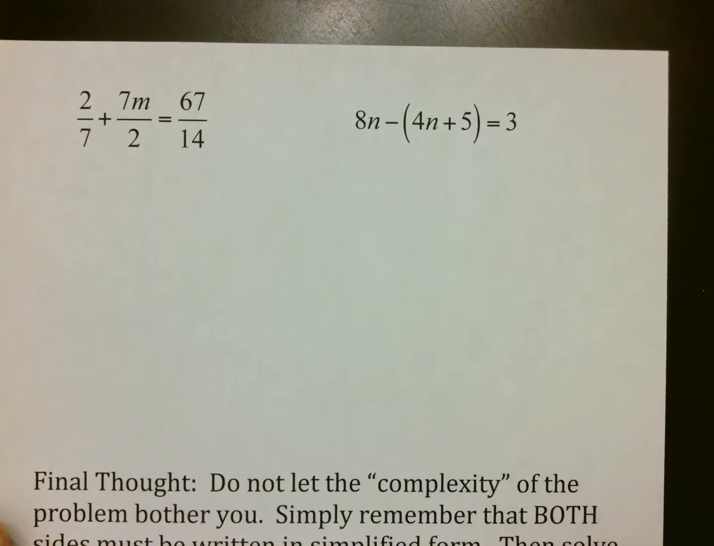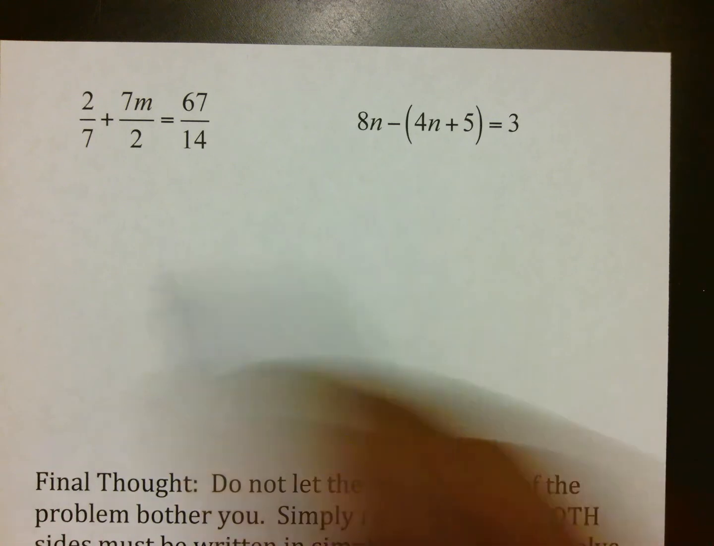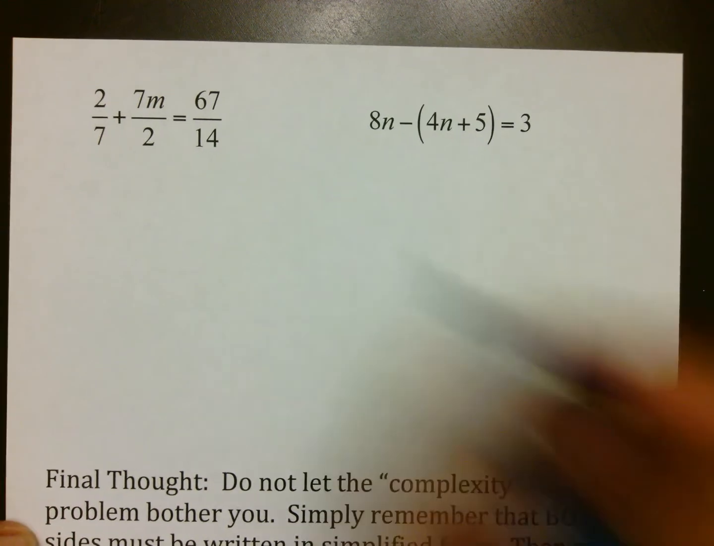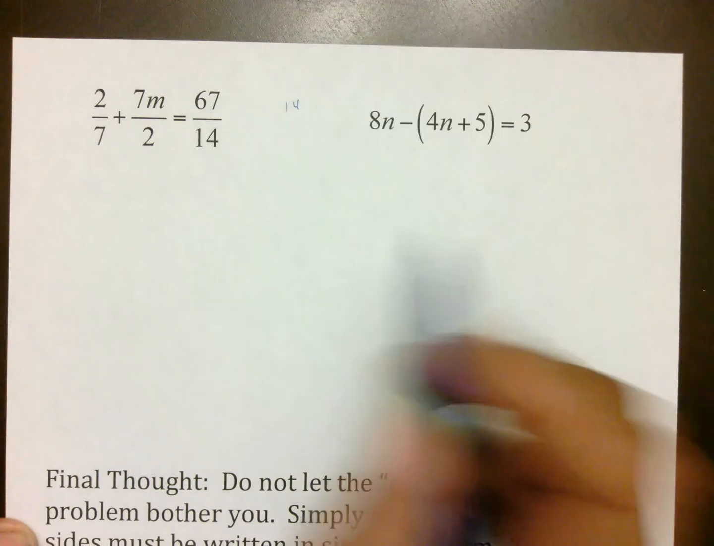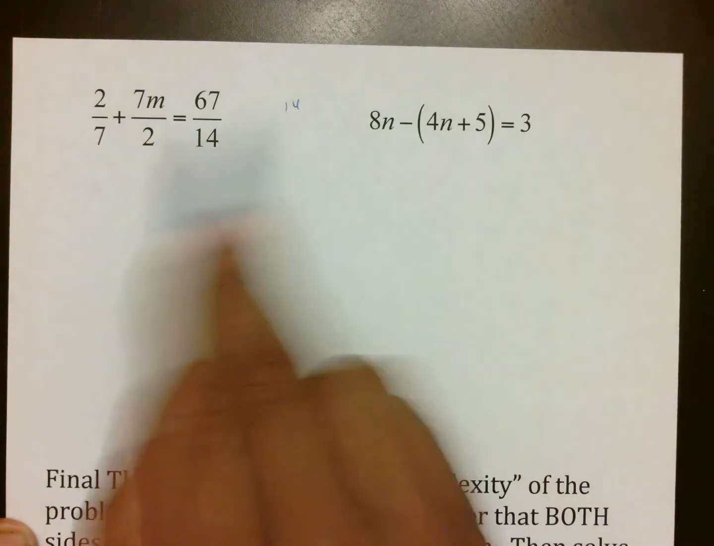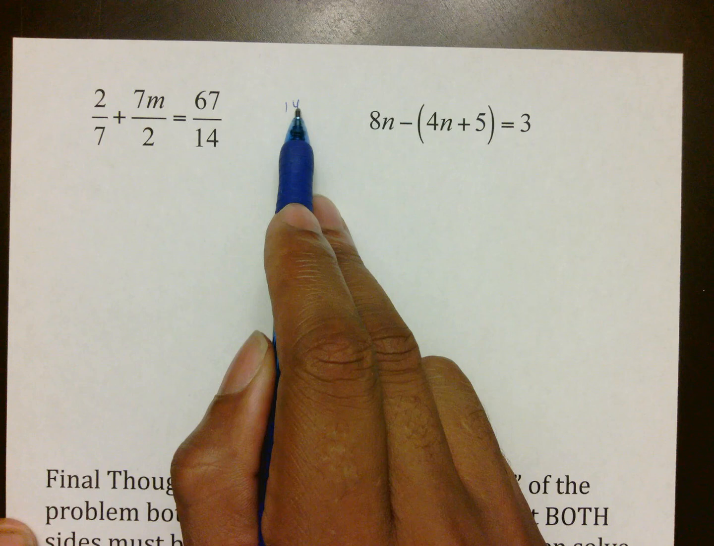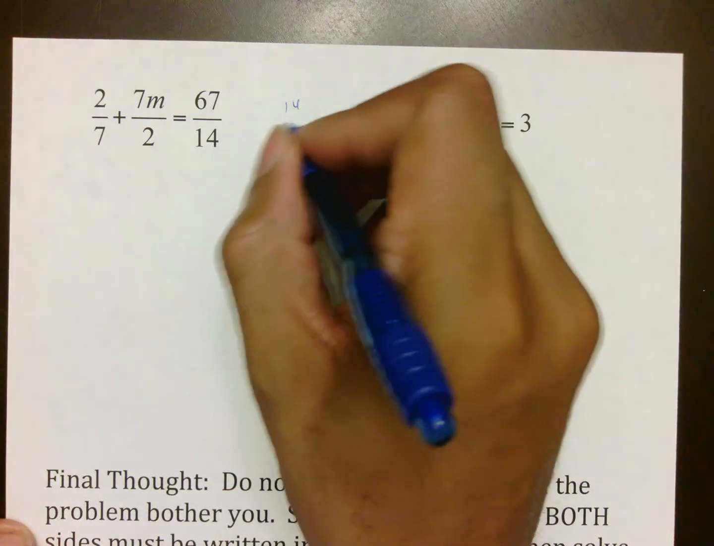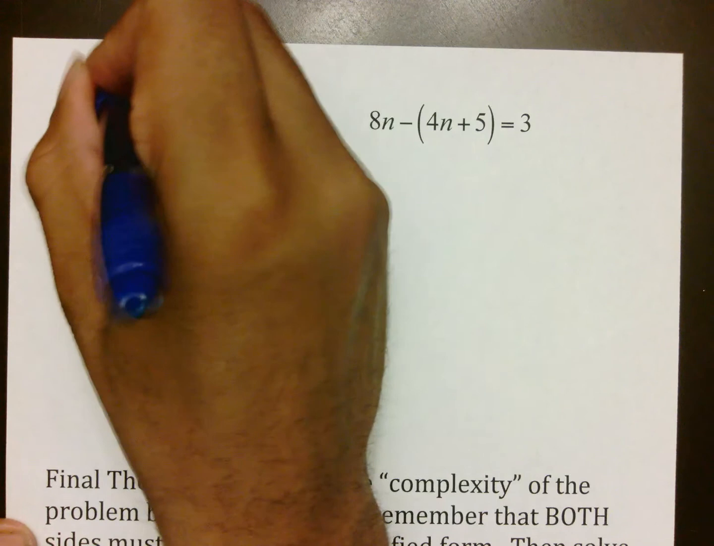But we have another option here. 2/7 plus 7m over 2 equals 67 over 14. Again, we've got three fractions here with three different numbers. The easiest way to find the least common denominator of three numbers is to pick the bigger number first and ask yourself, does 7 go into 14? Yes. Does 2 go into 14? Yes. And of course 14 does. If it did not, the next number we would have chosen was 28 and just kept going, but 14 works, so that's what we're going to use.